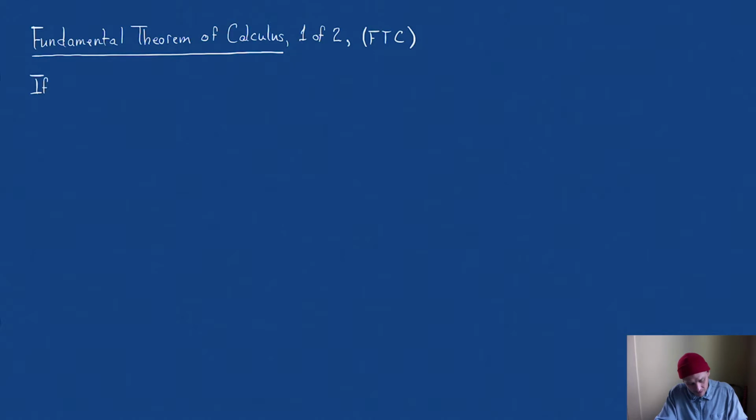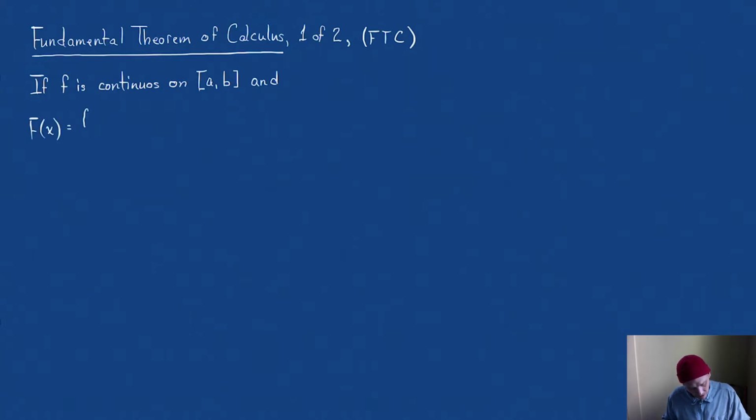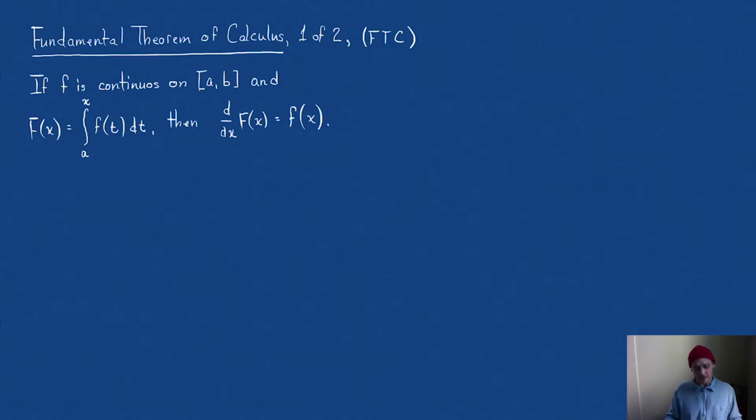It says if f is continuous on the interval, we're going to use a closed interval from a to b, and capital F of x is equal to the integral from a to x of f of t dt, then the derivative of capital F with respect to x is equal to f of x. That's what we have to prove.